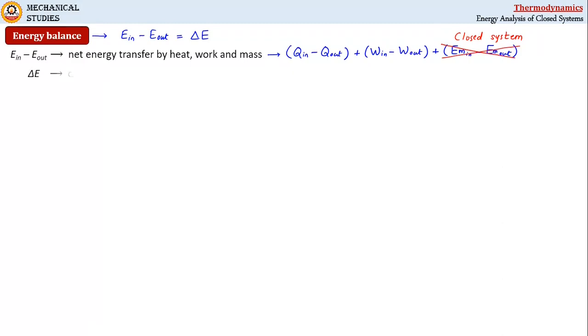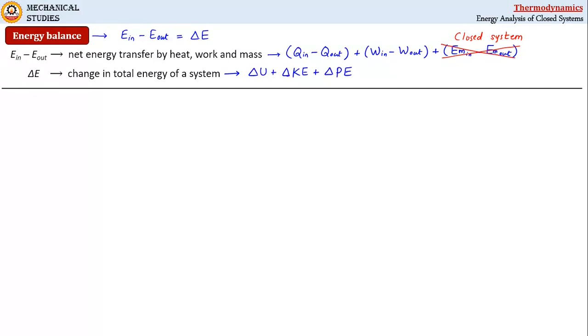On the other side, delta E represents change in total energy of a system, and that is given by change in internal energy plus change in kinetic energy plus change in potential energy. Now let's apply this energy balance to a closed system undergoing a cycle first.